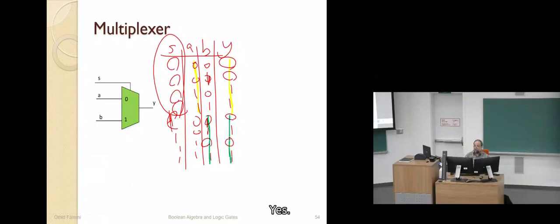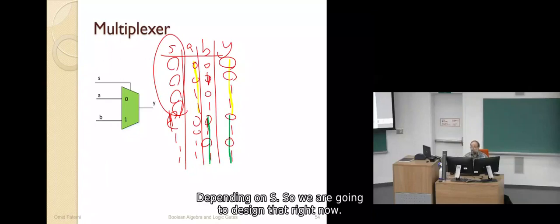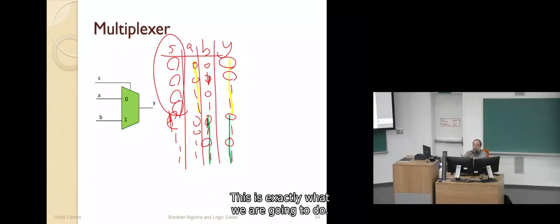How would it know which condition to follow on S? Like if S is 1, how would it know to choose A or B? So we are going to design that right now. This is exactly what we are going to do. We write the truth table and then we build a design. We design something that, based on S, selects the output. So this is what we are going to do now.